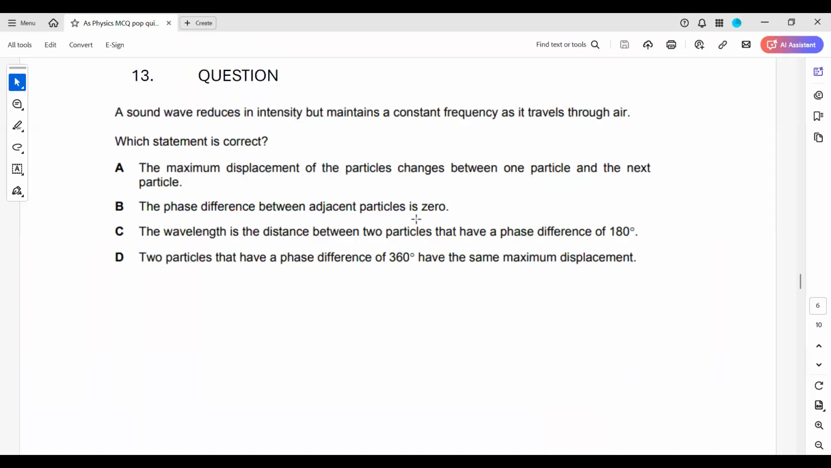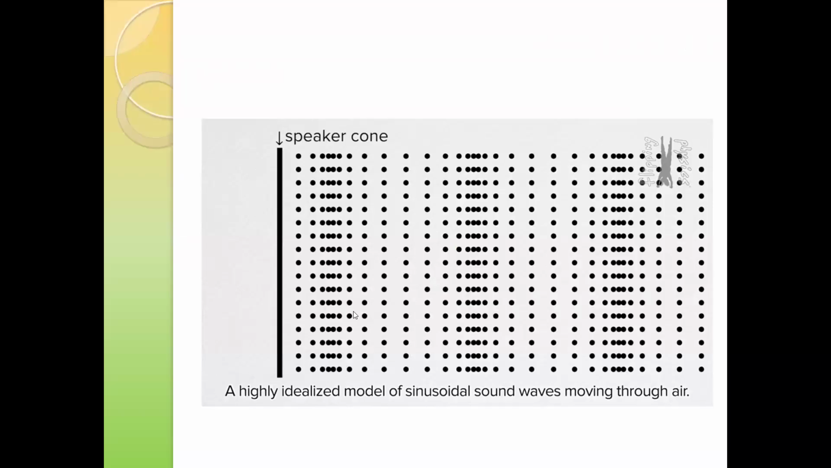And two particles that have a phase difference of 360 have the same maximum displacement. As I mentioned in the last statement, two particles that have a phase difference of 360 have the same maximum displacement, meaning two particles which are in phase, or one wavelength apart. But usually, when we are measuring a wavelength here for a sound wave, we have a compression here.